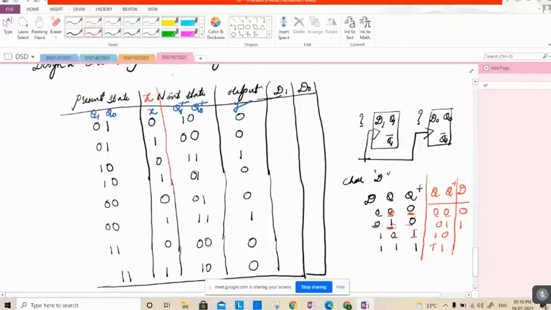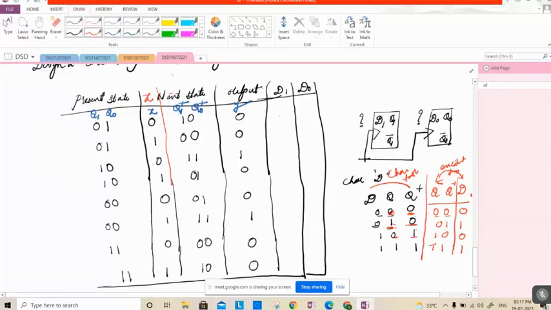Q equal to 1 and Q plus equal to 0, what will be the value of D? 0. And for 1, 1, the value is 1. So 0, 1, 0, 1. This is called the excitation table, and the earlier one is called the characteristic table.